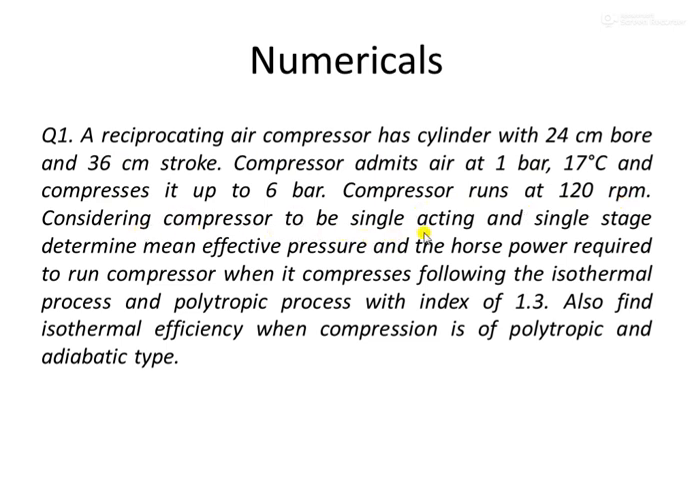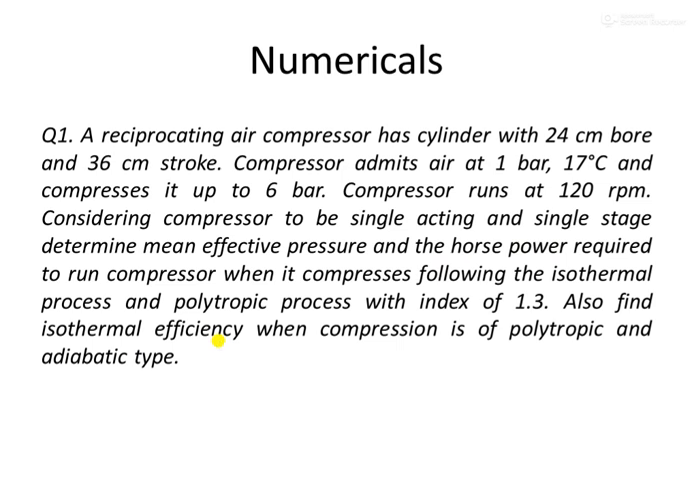Considering the compressor to be single acting and single stage, determine the mean effective pressure and the horsepower required to run the compressor when it compresses following the isothermal process and polytropic process with an index of 1.3. Also find the isothermal efficiency when compression is of polytropic and adiabatic type. So in this numerical, we need to find out the mean effective pressure and the horsepower required, and we need to find out the isothermal efficiency.